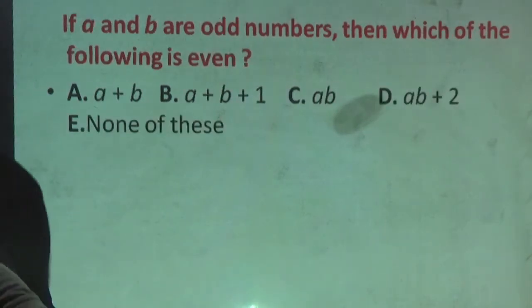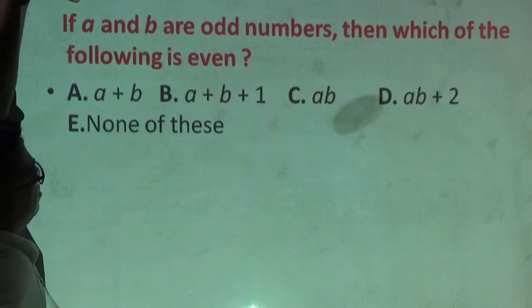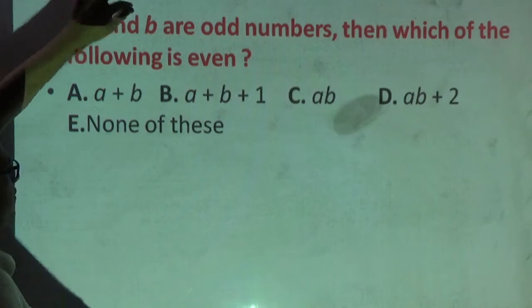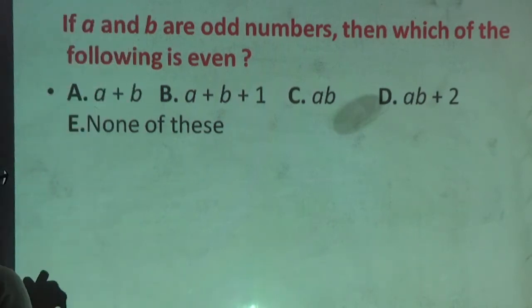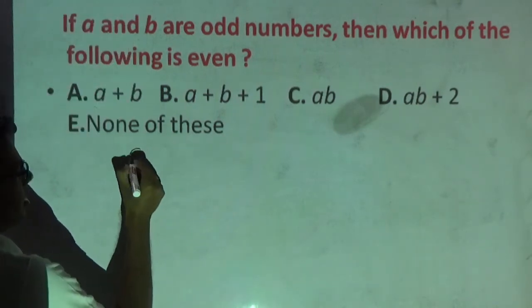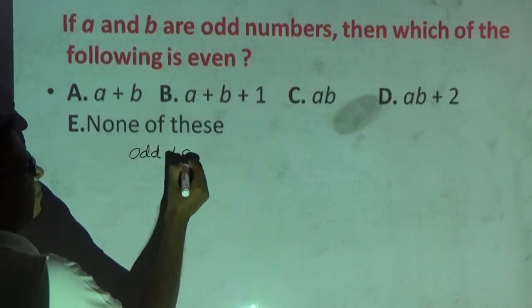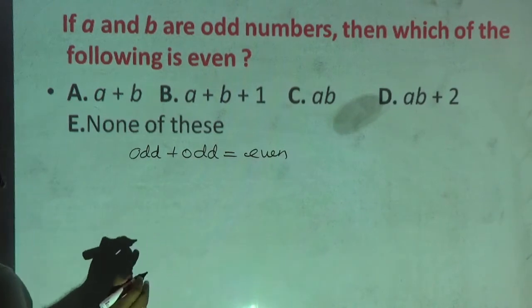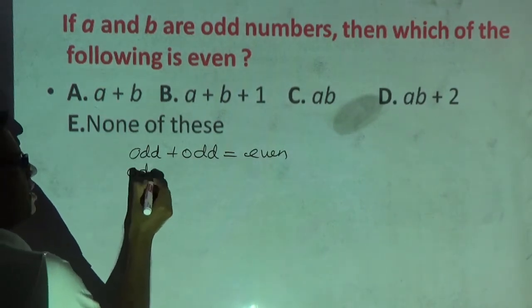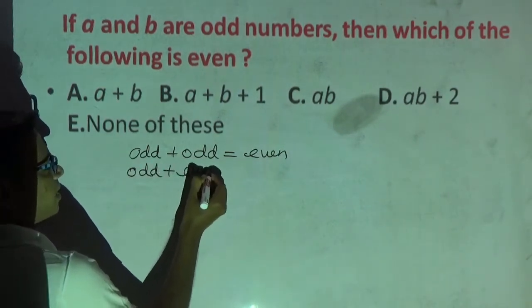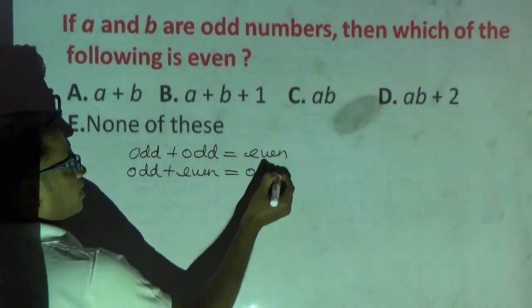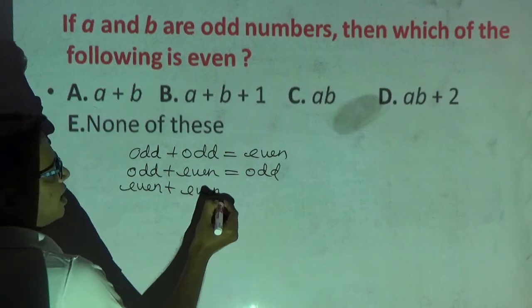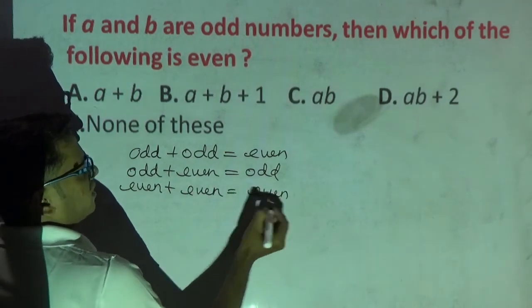Now, next question. If a and b are odd numbers, then which of the following is even? So I will give some tricks here. Odd number plus odd number is always an even number. Odd number plus even number is always an odd number. Then even number plus even number is always an even number. You write this down.